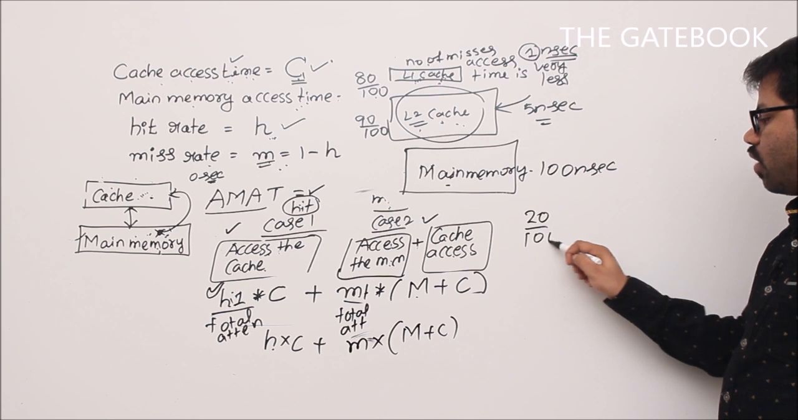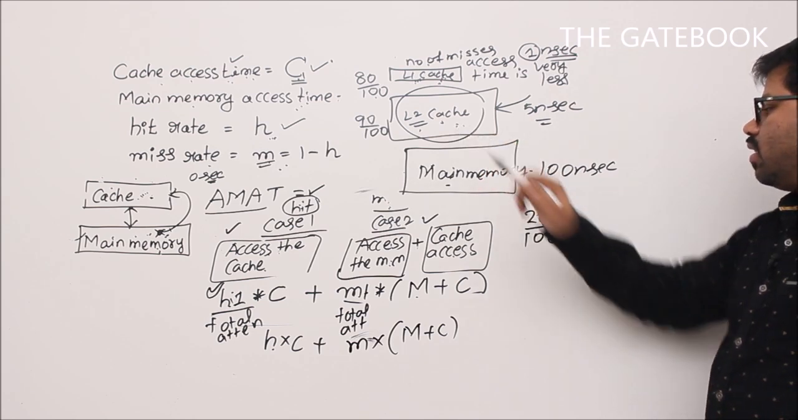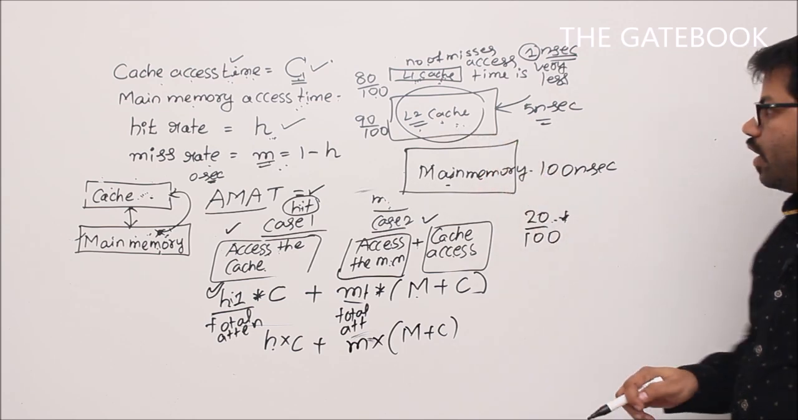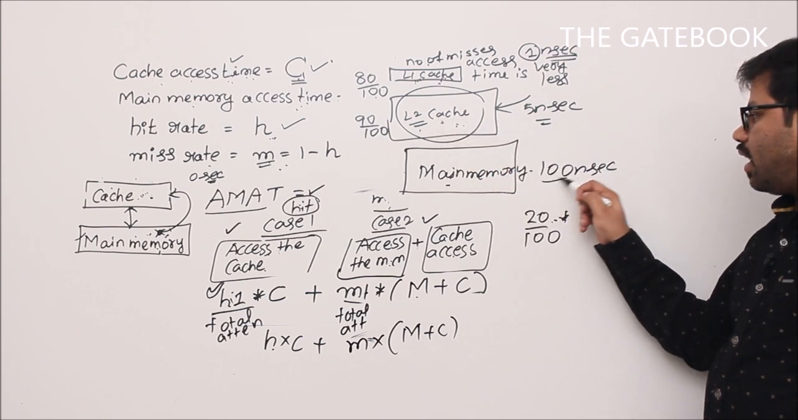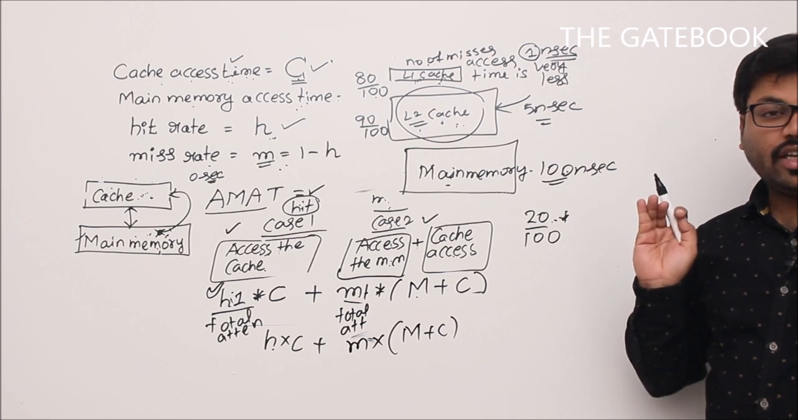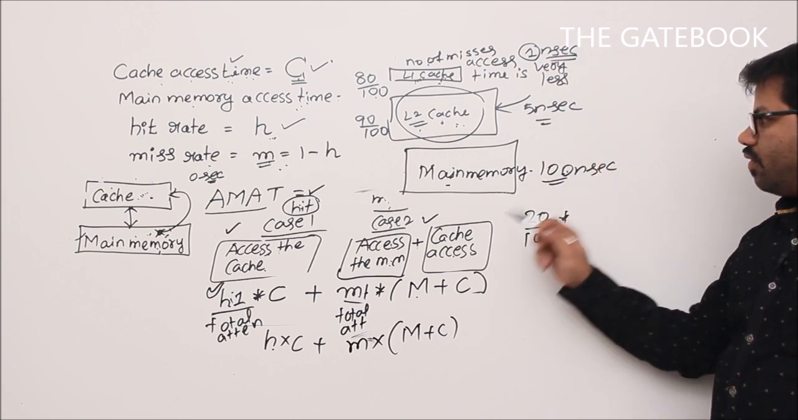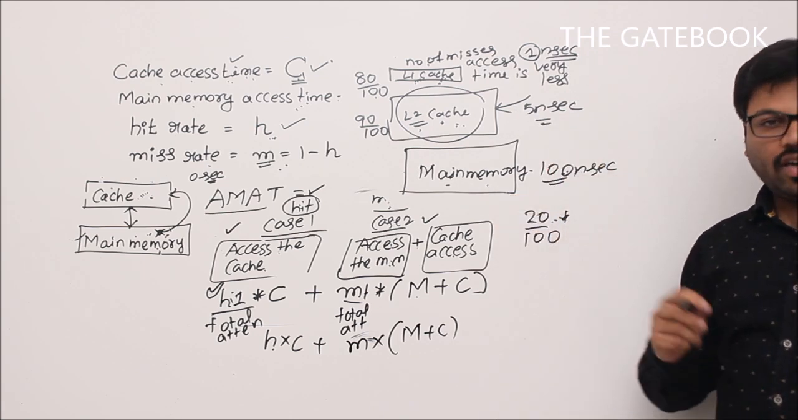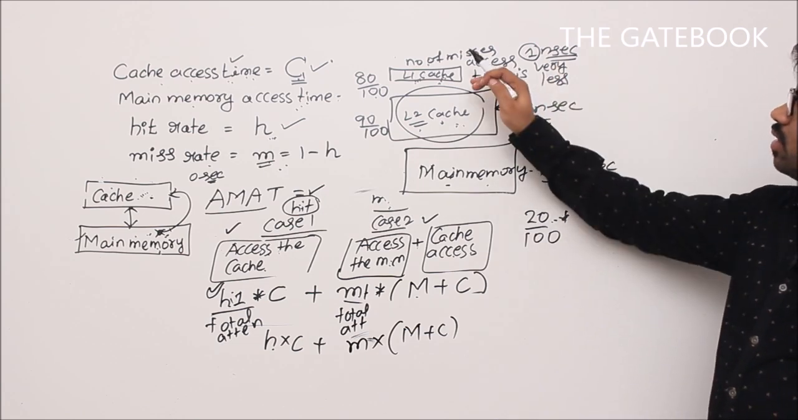How many times are we going to come to the second cache? 20% of the time. In that 20% of the time, generally the penalty will be 100 nanoseconds if there is no L2 cache. If there is no L2 cache, think about it: in the remaining 20% we will come here and we get a penalty of 100, of course plus this one also.